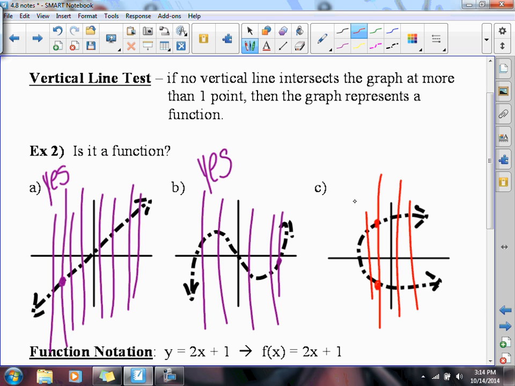Now sometimes students say, what if I drew the vertical line right on the edge and barely touch the graph at this one little point right there at the end? And I say, okay, for that one spot, it passes the vertical line test. But if you fail the vertical line test anywhere in the graph, you fail it for the whole graph. So you could have a function that passes 100 times, but if in one spot it fails, then it fails for the whole graph.